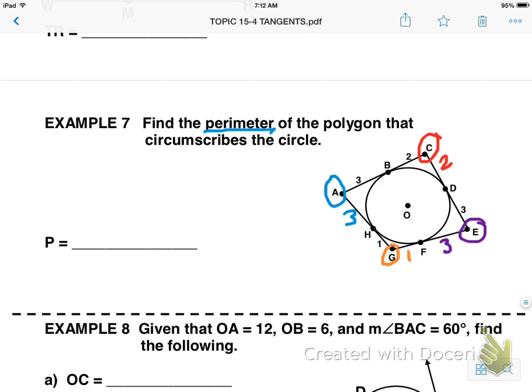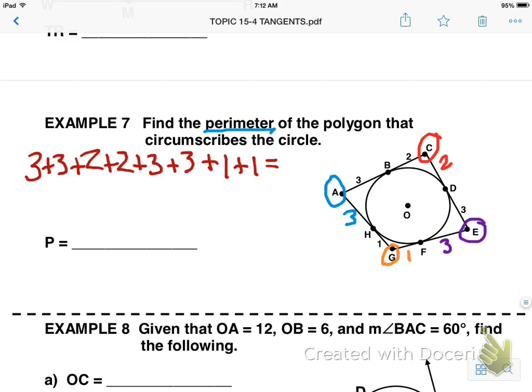Okay, so our perimeter won't be just the numbers that I've written in colors, it's all the numbers combined. So I have 3 plus 3 plus 2 plus 2 plus 3 plus 3 plus 1 plus 1. Make sure that you're adding up enough numbers to match up the number of segments they've given us.